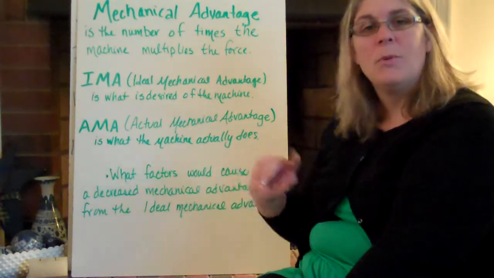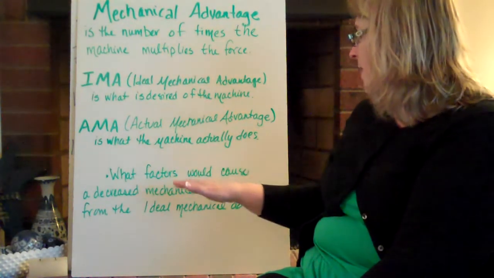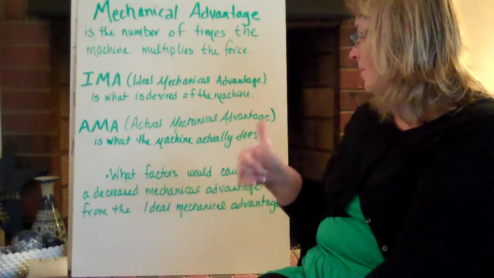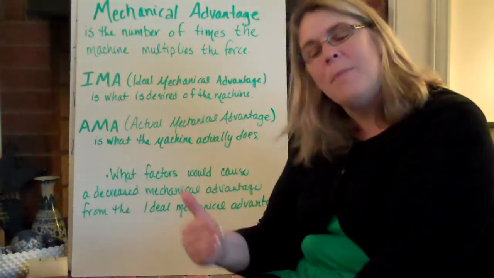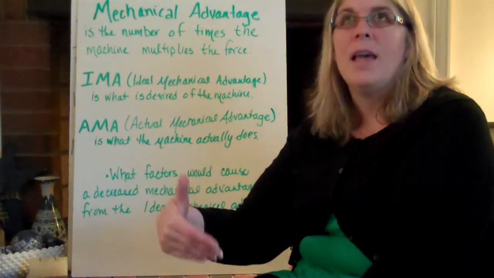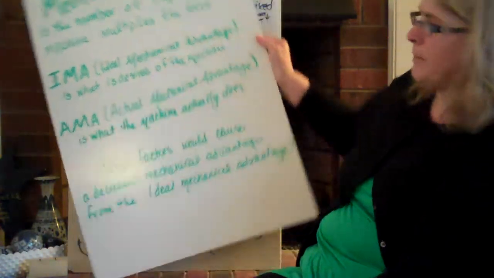Now, I have a question for you, and I want you to write this down in your notebook after you've written your notes. What factors would cause a decreased mechanical advantage from the ideal mechanical advantage? What could make it so that something didn't work at its optimal, or as you would expect it to work? So you're going to need to write that paragraph.